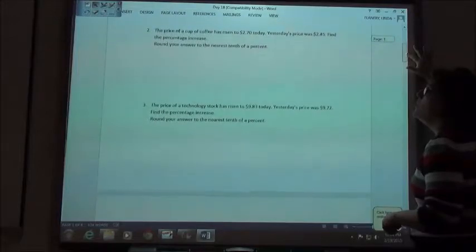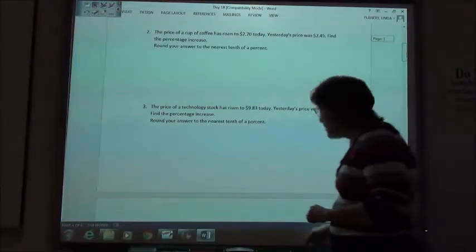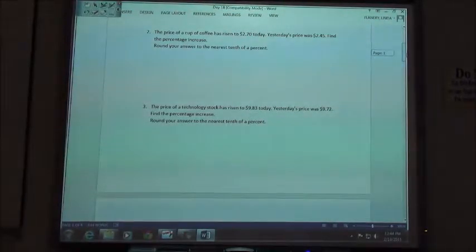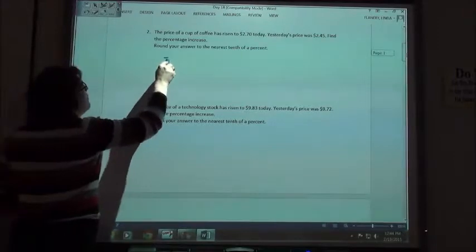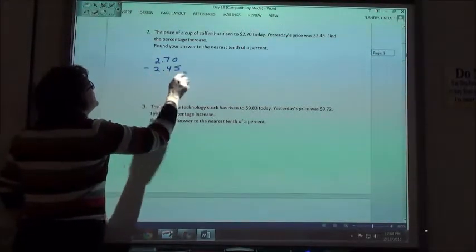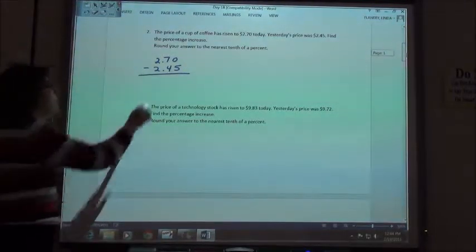So on number 2, it says the price of a cup of coffee has risen to $2.70 today. Yesterday's price was $2.45. Find the percent increase. First of all, we have to find our difference. If we take $2.70 and subtract $2.45, what's the difference there? 25 cents.